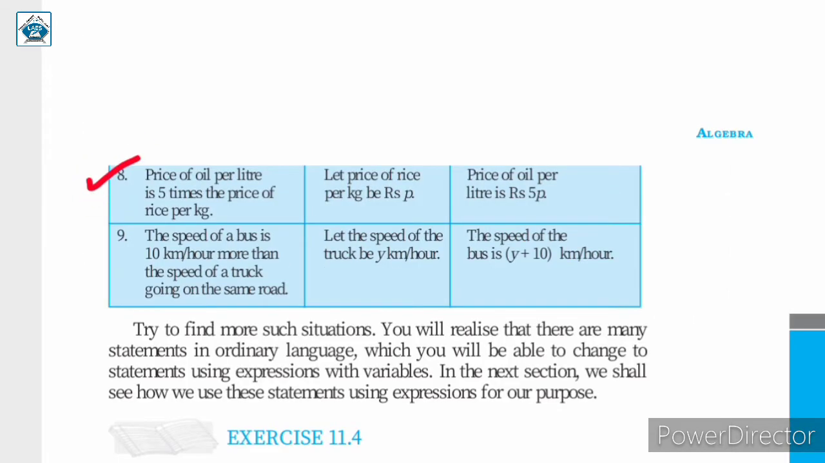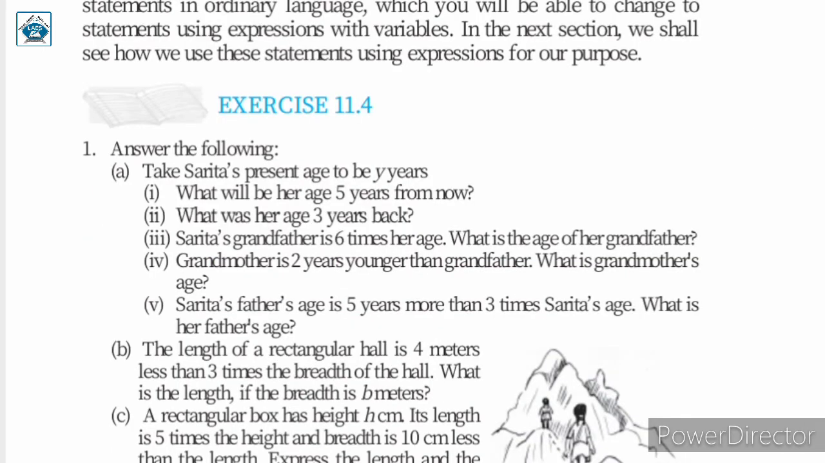In the similar manner, we are given some more situations whose expressions can be found easily. Let us now begin exercise 11.4, question number 1. Answer the following. A. Take Sarita's present age to be Y years. First, what will be her age 5 years from now? So in the first question, we need to answer the following questions. Firstly, we are given that we need to take Sarita's present age to be Y years. यानी कि she is presently Y years old.